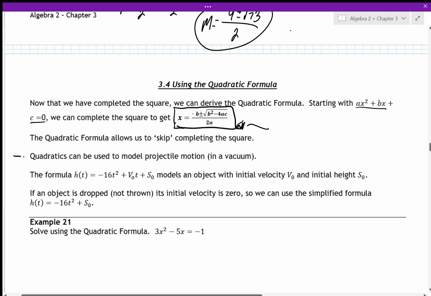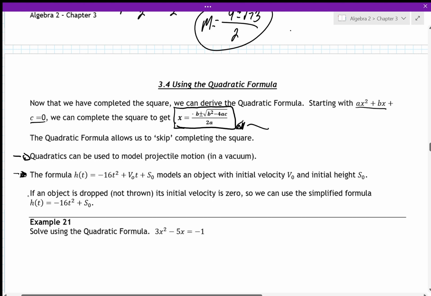Right here, quadratics can be used to model projectile motion. The formula h of t equals -16t squared plus v naught t plus s naught models an object with initial velocity v naught and initial height s naught. There might be some homework problems that I assign where they'll say the initial velocity is 5, the initial height is 20, and you have to plug into this formula, and then it'll tell you what to do after that.